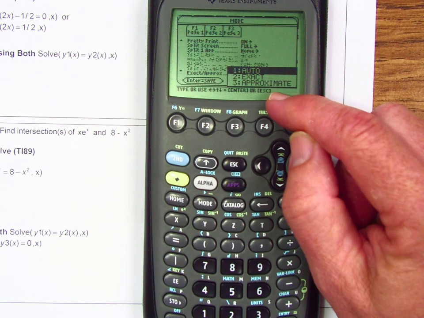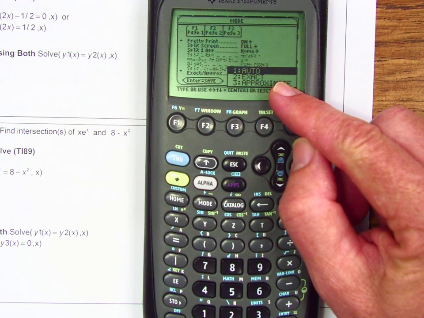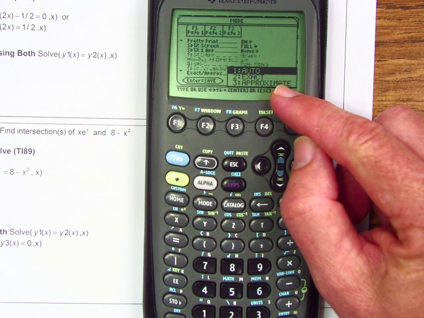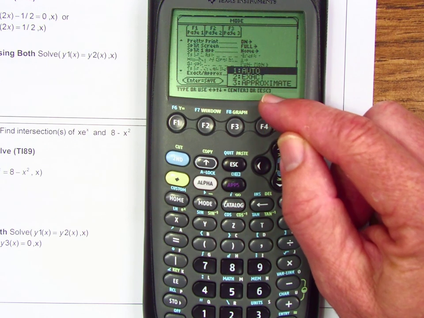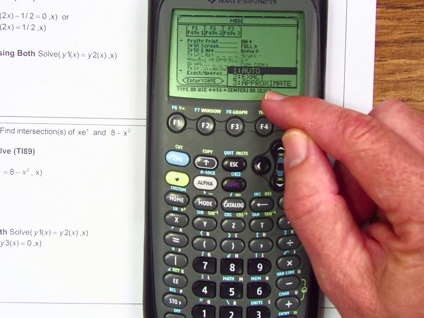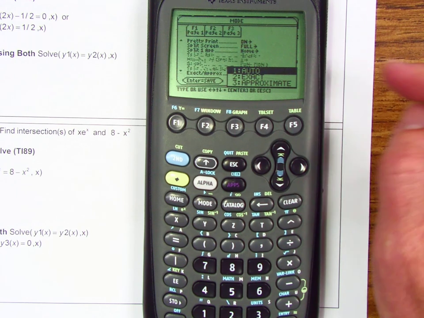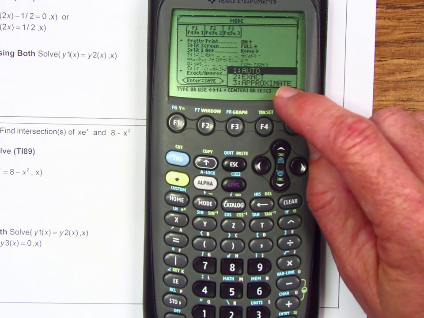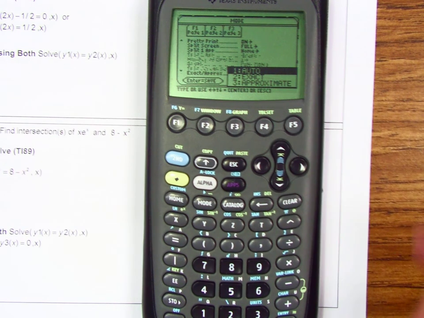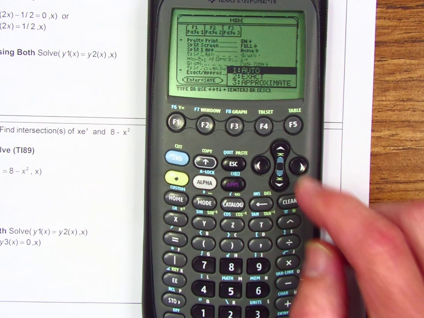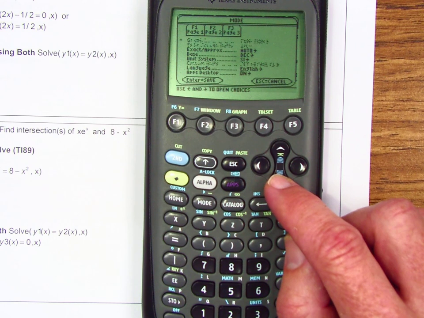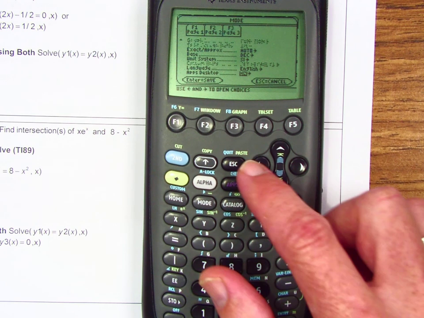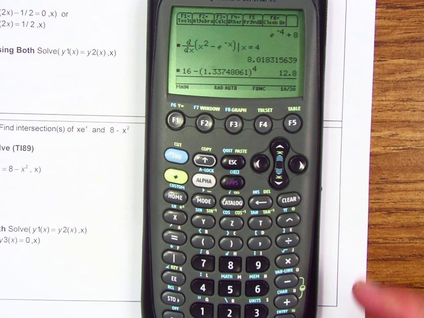If you always want decimal, you can put it in approximate. But I'm going to show you, if you leave it in auto, how to get the decimal approximation each time also. I have a tendency to put it on auto. You may prefer approximate, it doesn't matter. All right, I think that's it. I'm going to press enter now because it is saved.